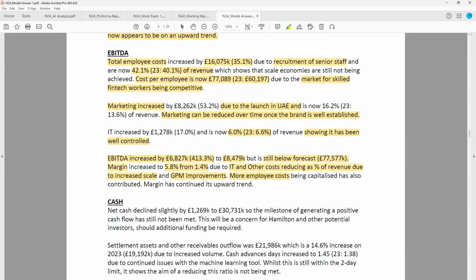But then, of course, we've got the employee costs. So even though employee costs in total increases as a percentage of revenue, the amount in the P&L, which of course affects EBITDA, had actually decreased as a percentage of revenue. And therefore, the margin has continued its upward trend. So it's been a good year, but still below forecast.